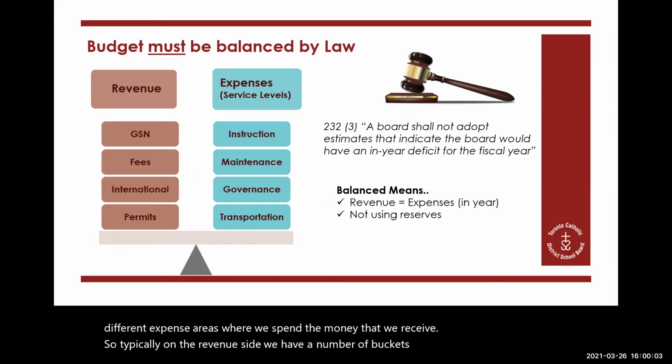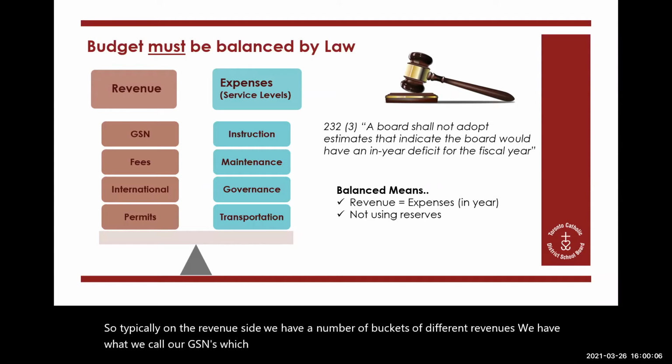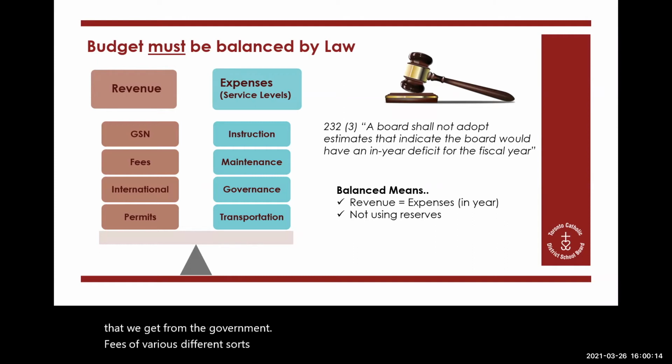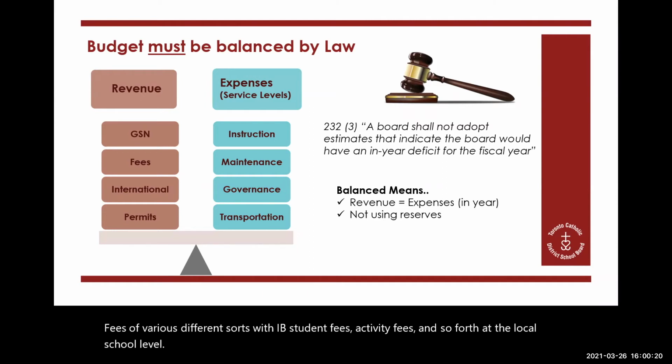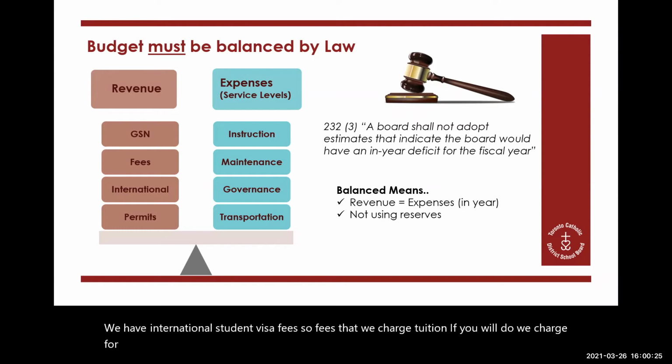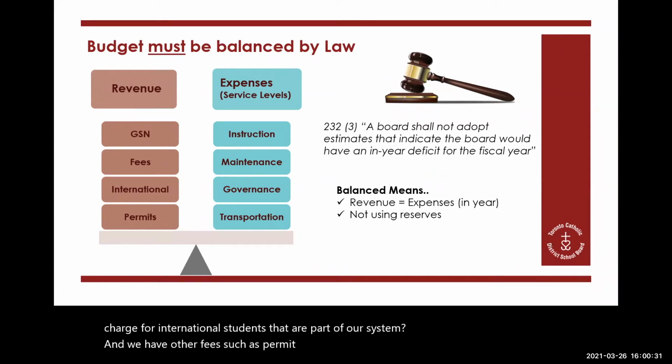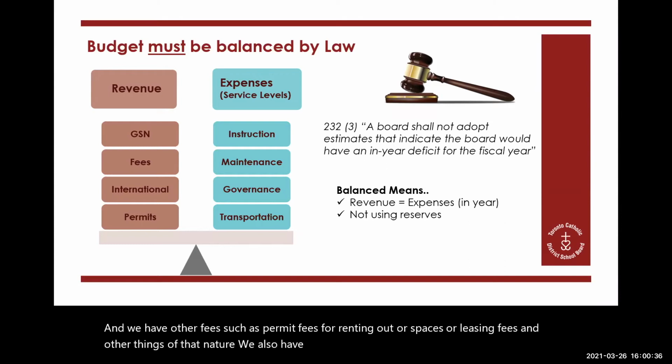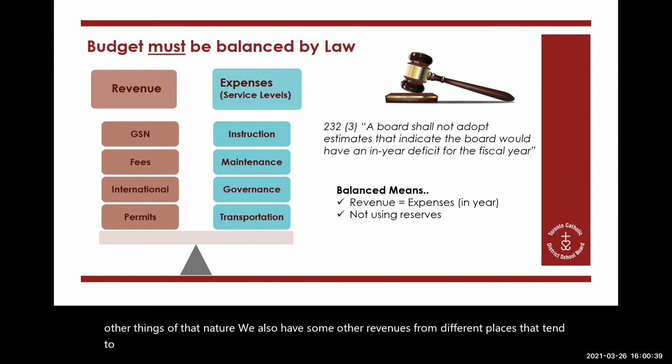We have what we call our GSNs, which stands for Grants for Student Needs. These are the large grants that we get from the government. We have fees of various different sorts, whether that be student fees, activity fees, and so forth at the local school level. We have international student visa fees, so fees that we charge, tuition, if you will, for international students that are part of our system. And we have other fees, such as permit fees for renting other spaces or leasing fees and other things of that nature. We also have some other revenues from different places that tend to be a lot smaller, but these are sort of the big items on the revenue side.